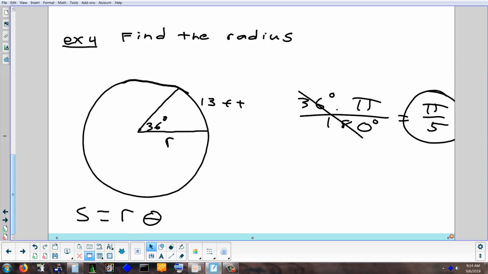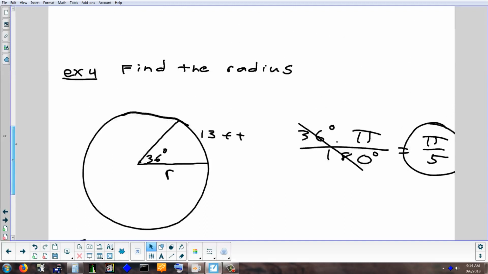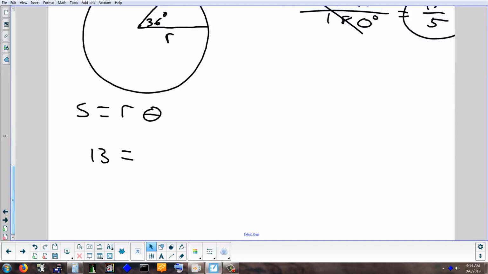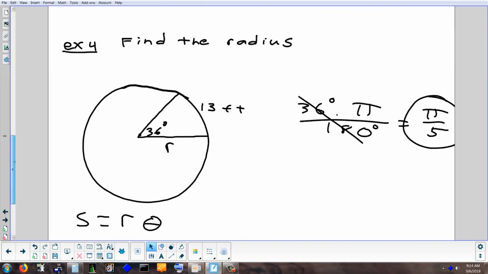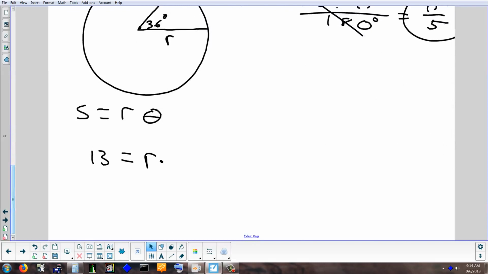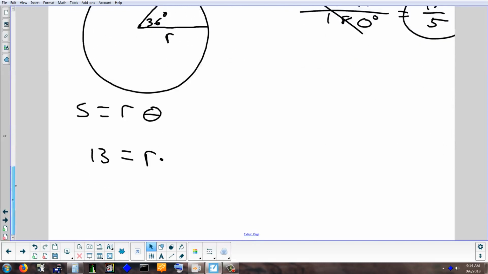Okay, so now we're ready to find the radius. So when I'm done, r is the only thing I don't know. So the arc length is 13 feet. The radius, I don't know. And the angle is pi over 5.